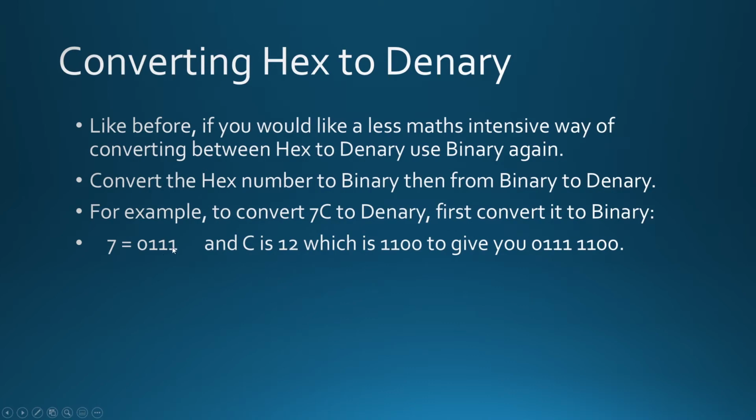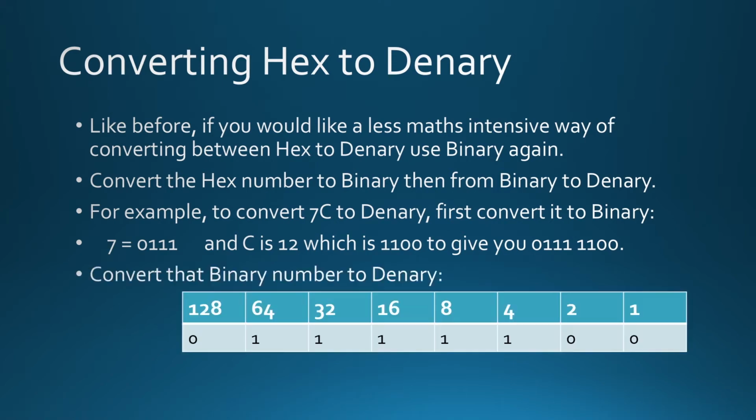7, there's the 1s, 2s, 4s, 8s. 1 plus 2 plus 4, 7. Now you have to push those together. 0, 1, 1, 1, which is here, 0, 1, 1, 1, and then 1, 1, 0, 0. Number your binary columns as normal. 1, 2, and just keep doubling. 4, 8, 16, 32, 64, 128.